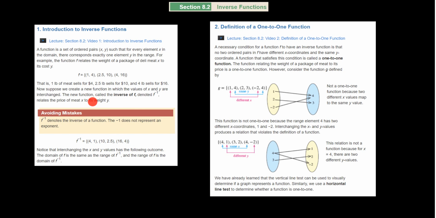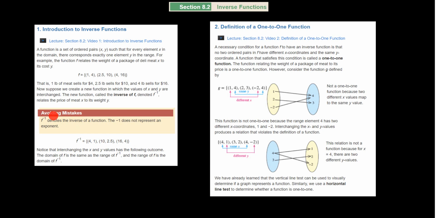Okay, so where are we at? If we have a function with points (1, 4), (2.5, 10), (4, 16), these are the points on a graph. If you plug a 1 in for x, you get a 4. If you plug a 2.5 in for x, you get a 10. If you plug a 4 in for x, you get a 16. Well, an inverse function performs exactly like you think it would. Instead of having the ordered pair (1, 4), we're going to have the ordered pair (4, 1). Instead of having (2.5, 10), we have (10, 2.5). And instead of having (4, 16), we have (16, 4).